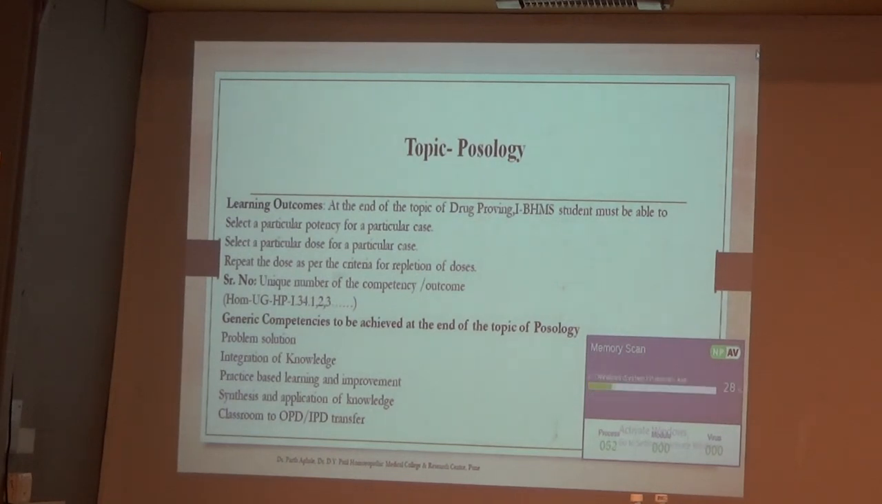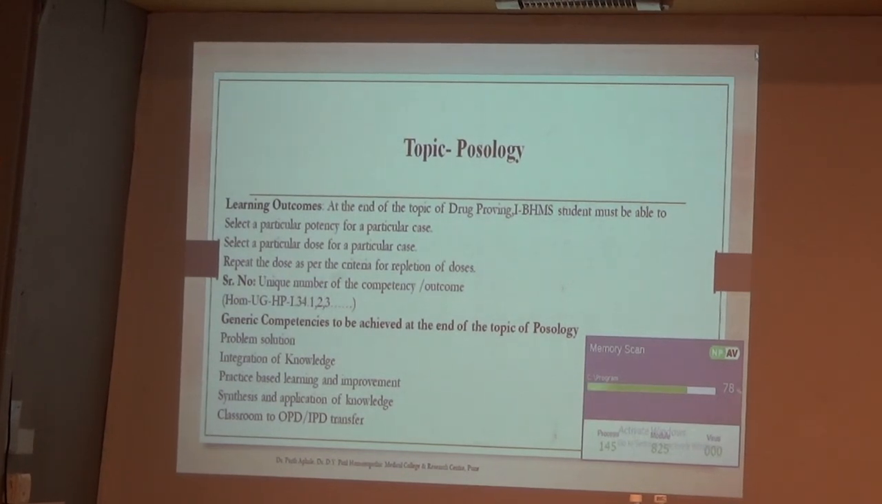But you can form a case, you can have a case simulation role play, and the students listening to the case or reading the case must come to which potency needs to be given, what will be the dosage and what should be the repetition based upon the criteria, because we are going to teach them first, then only we are going to apply. So that they will have the basic understanding of the criteria of selection of potency, whether they are able to apply those criteria after they have learned the knowledge. Generic competencies, again problem solution, integration of knowledge.